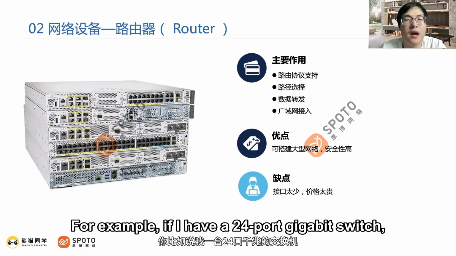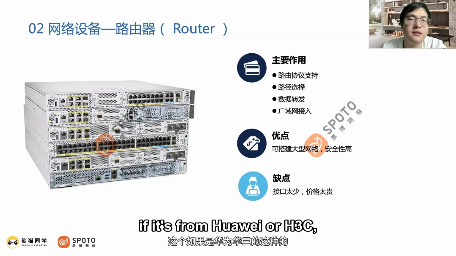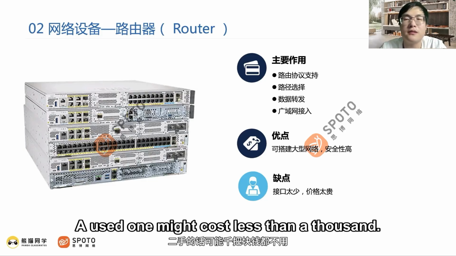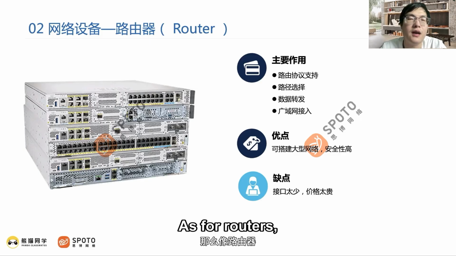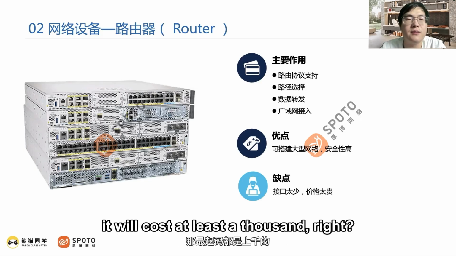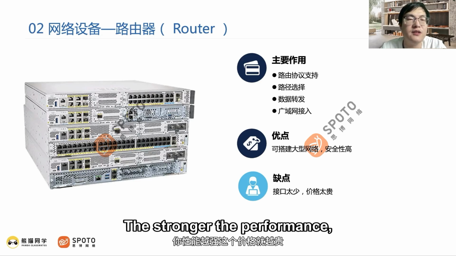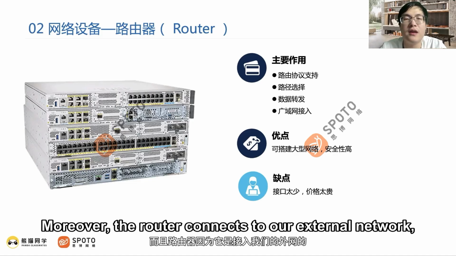For example, if I have a 24-port gigabit switch from Huawei or H3C, a used one might cost less than $1,000. As for routers, if you need to buy one, it will cost at least $1,000. The stronger the performance, the more expensive the price. Moreover, the router connects to our external network.